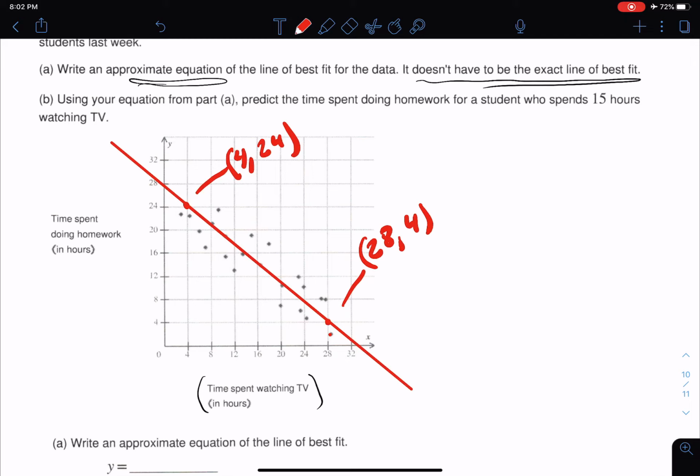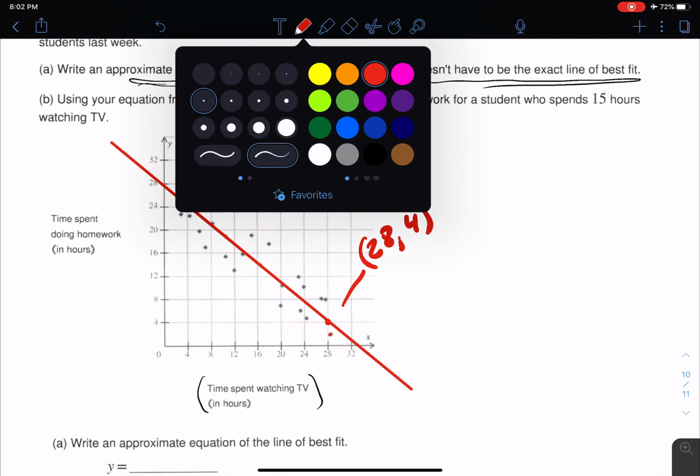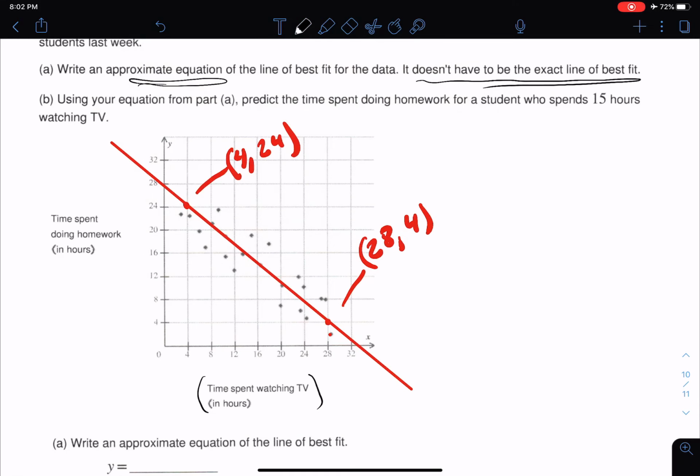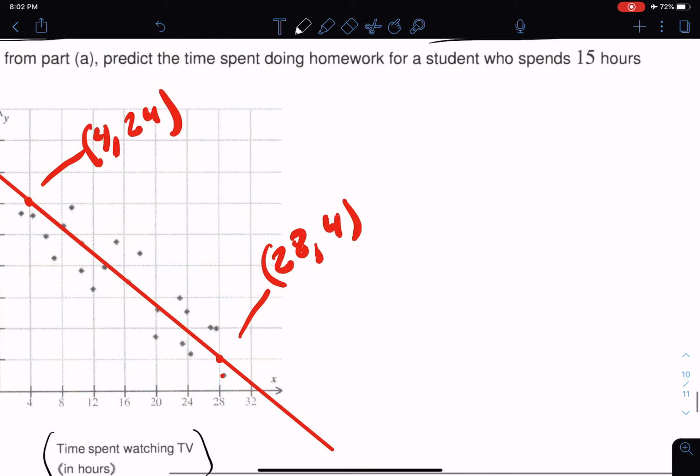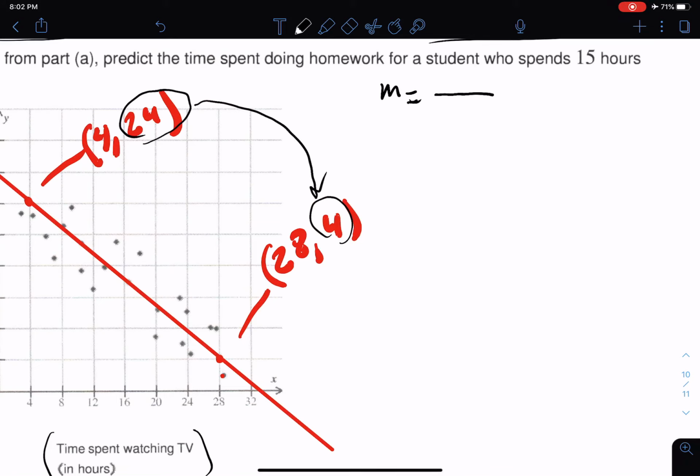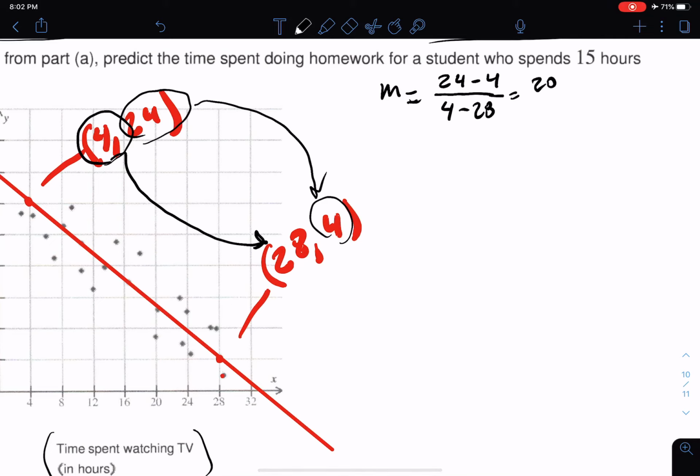Now we want to come up with the equation of that line, and I need to change that size and go to black. Now, if you remember from algebra, we're going to need to know the slope. And the slope is just the difference of the y's over the difference of the x's. So I'm going to go from this one to this one, so I'm going to say 24 minus 4 over the difference of the x, and you've got to go in the same direction, so 4 minus 28. Now, 24 minus 4 gives us 20, and 4 minus 28 gives us negative 24.